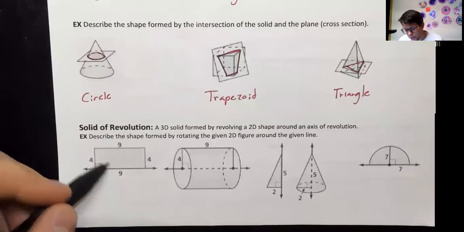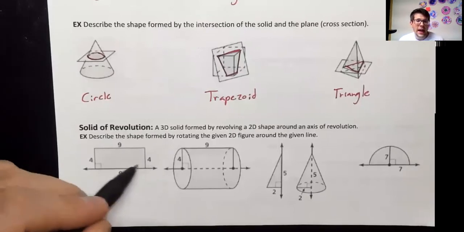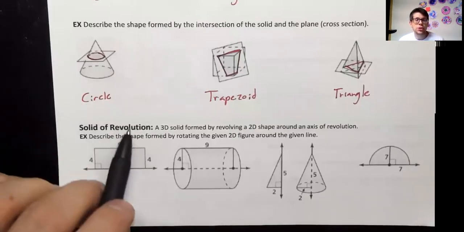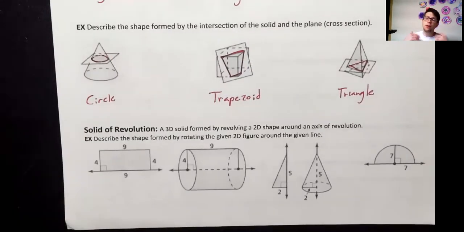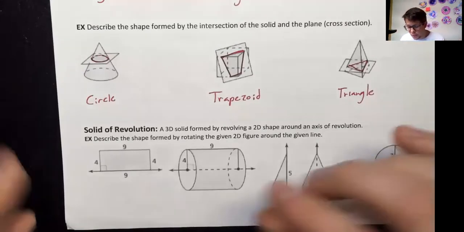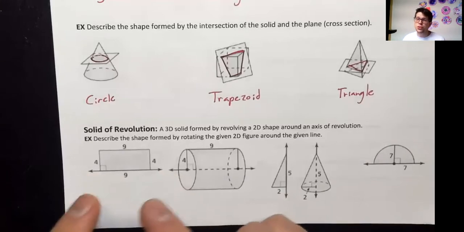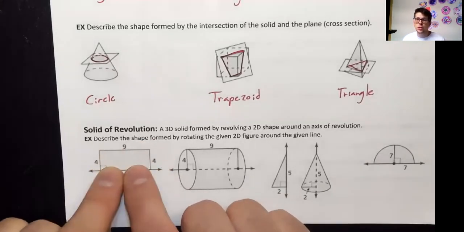So what we have right here is a 2D shape and an axis. And what I'm going to ask you to do is revolve that 2D shape. And when you make that revolution, you're going to end up with a 3D shape. What I like to do is pretend like this axis that is marked off is a string that has this 2D shape attached to it.